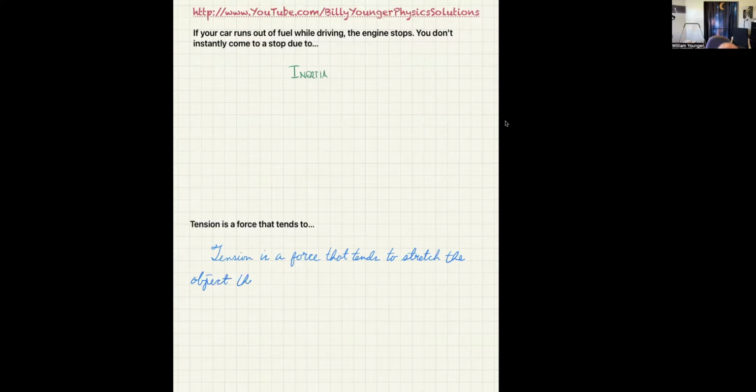So tension is a force that tends to stretch the object that the tension is on, or applied to.